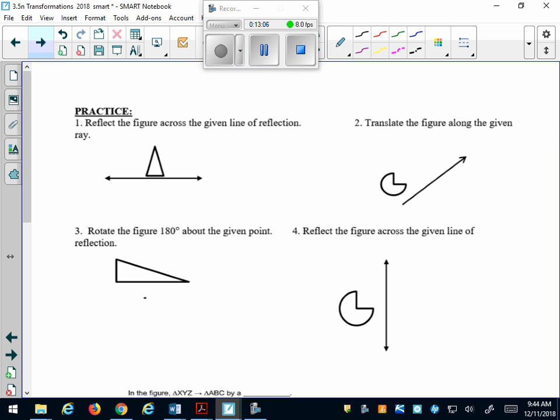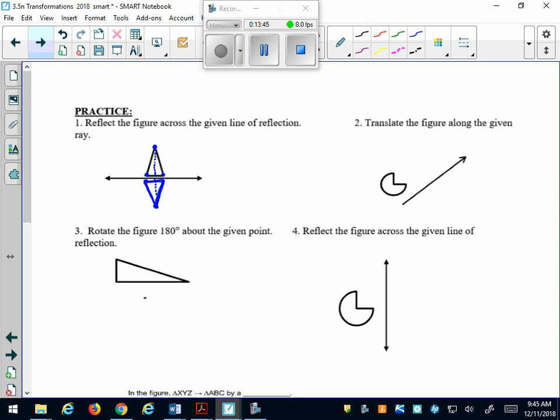Okay, so this first one says reflect the figure across the line of reflection. So we start with this triangle. Here's our line of reflection. Remember, every point reflects on the other side of that line of reflection the same distance away. So this point here, you can think to yourself, how far away is that point from the line of reflection, and then repeat that same distance on the other side so that you get an accurate reflection. It should look something like that.